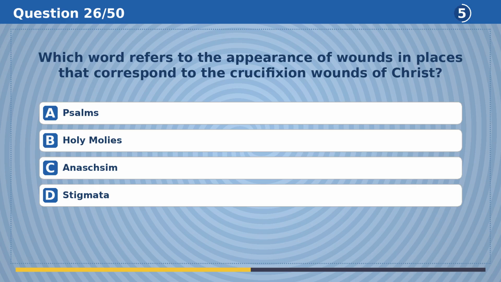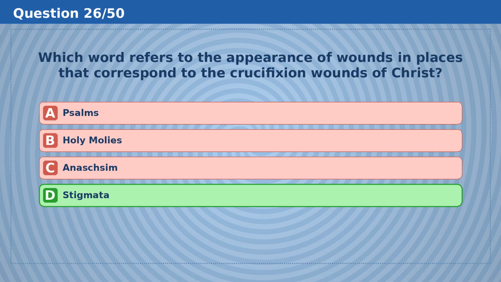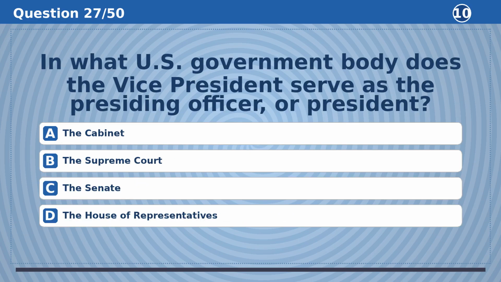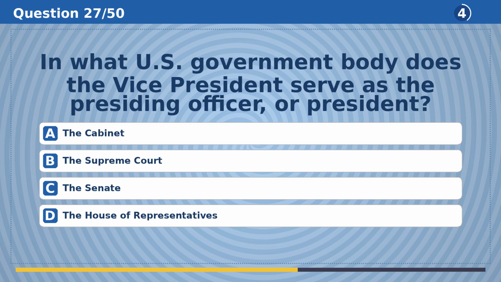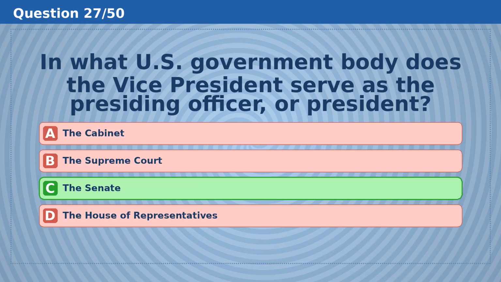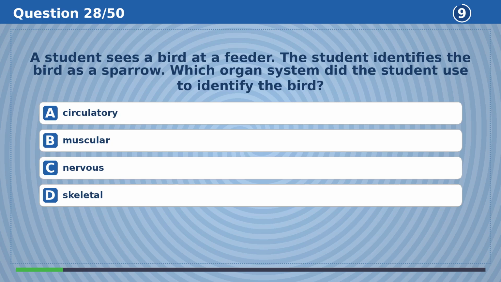Which word refers to the appearance of wounds in places that correspond to the crucifixion wounds of Christ? The answer is D. Stigmata. In what U.S. government body does the Vice President serve as the presiding officer, or president? The answer is C. The Senate.